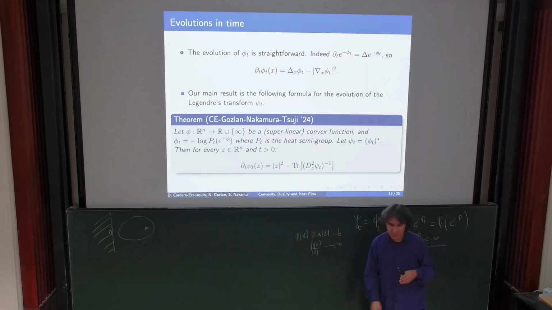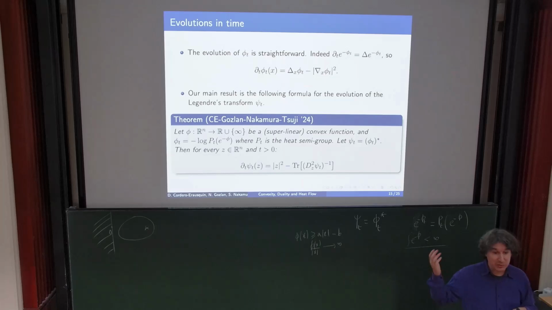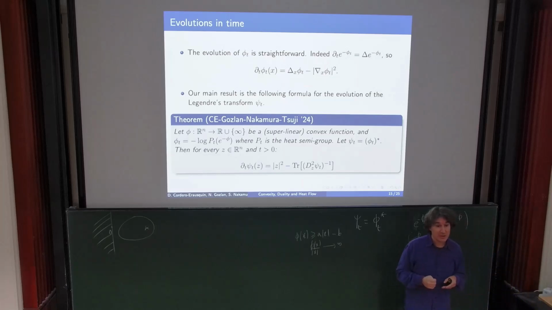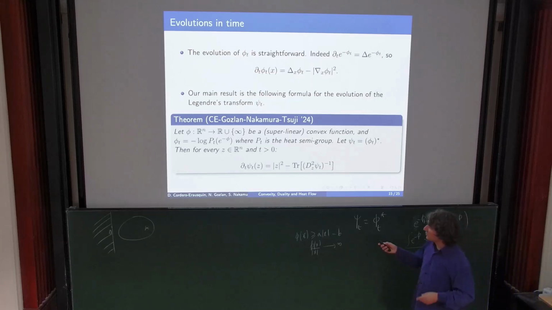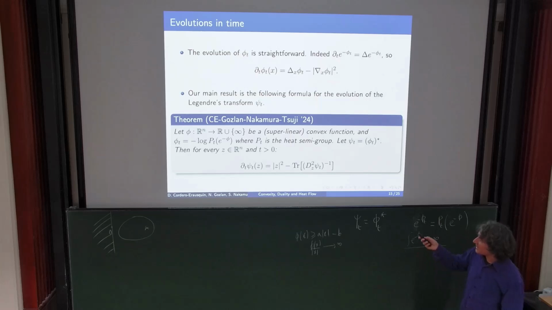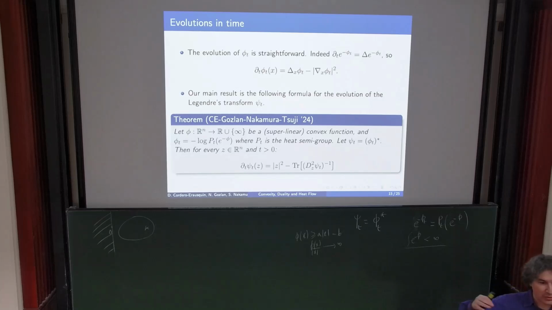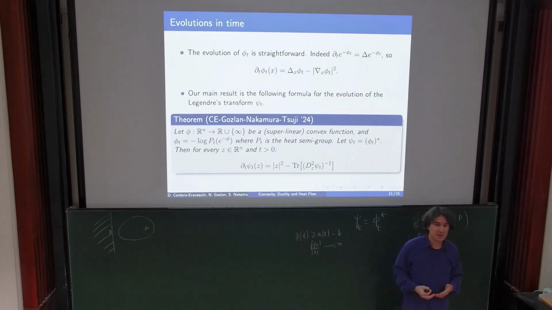to remove this assumption. Of course, from the point of view of the inequality, you can always add a Gaussian or whatever, and you're fine, right? So it's not a restriction from the point of view of the inequality. It's more a restriction to have something nice. If you do that, then you know that phi t remains superlinear. Psi t will be smooth on all of Rn. It will also be superlinear, so it's really convenient.